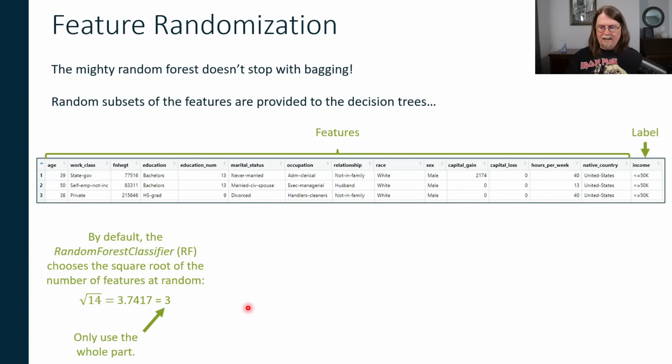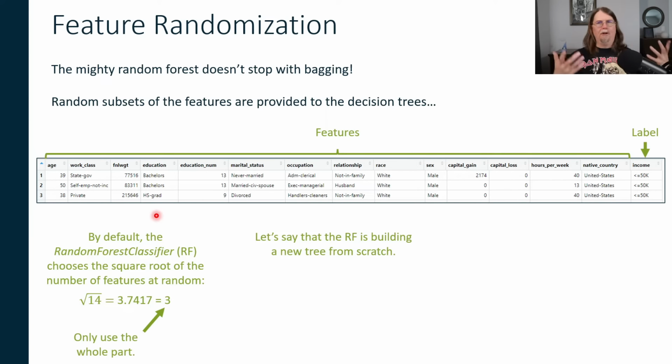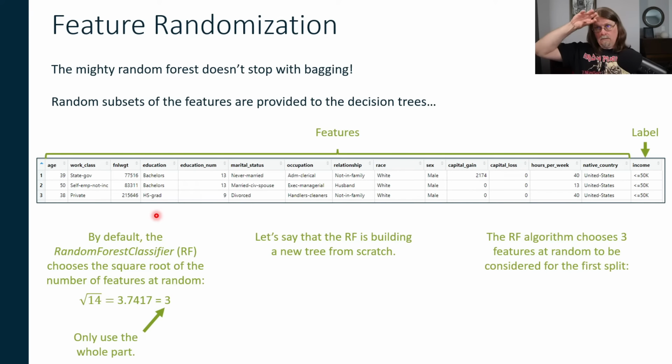Let's take this idea and say we're building a new tree from scratch. So we're going to build tree 0. We do our bagging, we get bag 0, and we say, okay, cool, we got our bag. We can use this bag to train a decision tree. And then the first thing the random forest algorithm says is, okay, tree 0, you don't get all the data by default. You only get a random subset. And in fact, what you get is only a random subset of 3 features. So at the very top of the tree, the root node, 3 features are selected at random.